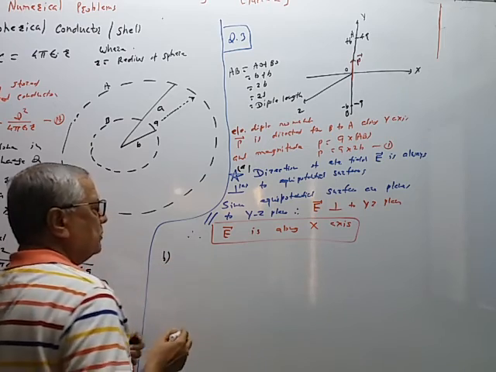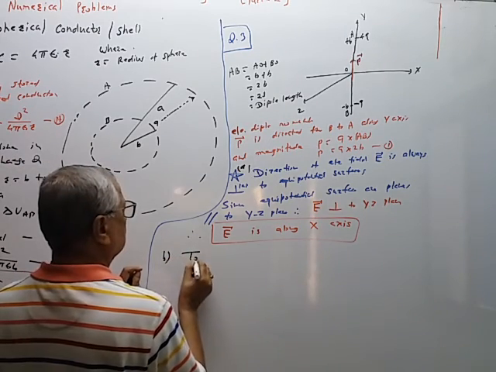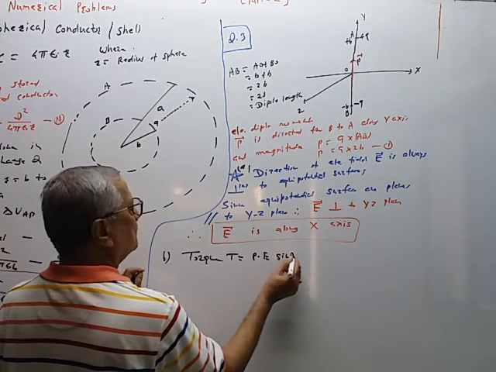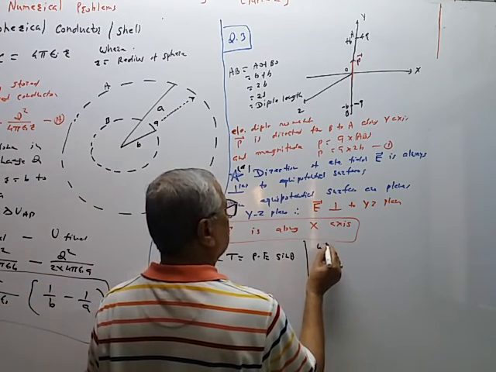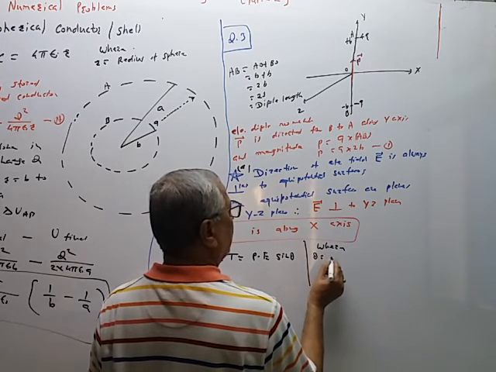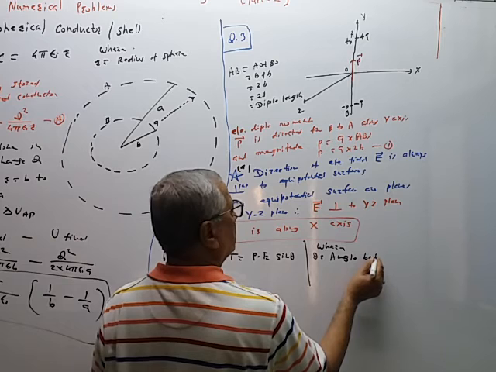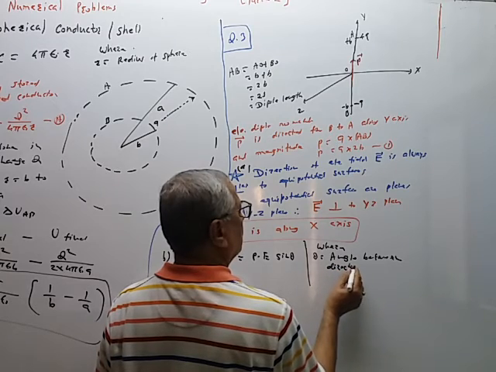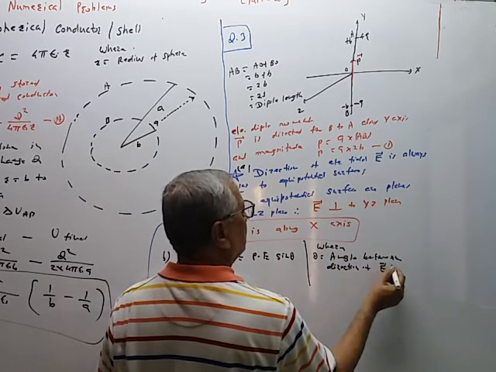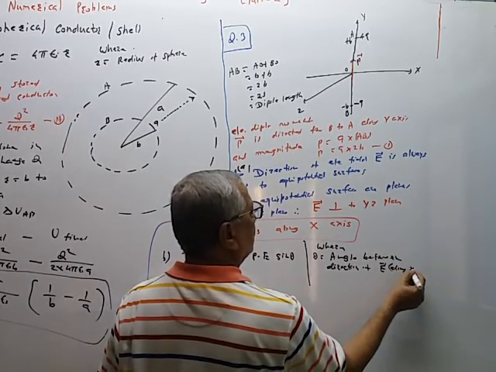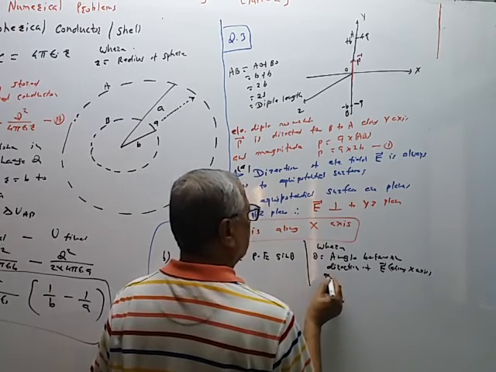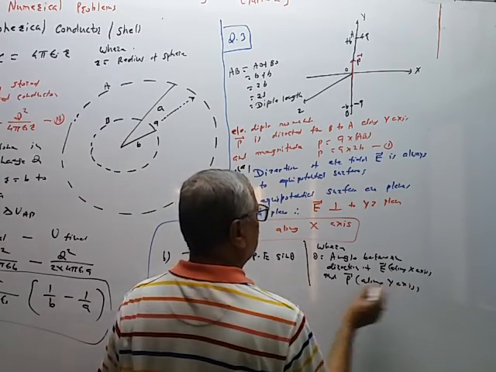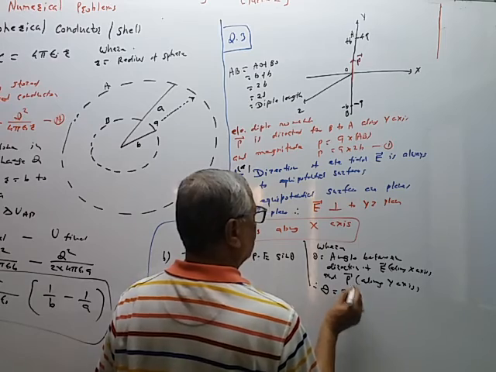Now, B part. Torque T is equal to P into E into sin theta, where theta is the angle between the directions of E, along the x-axis, and P, along the y-axis. Therefore, theta is equal to 90 degrees.